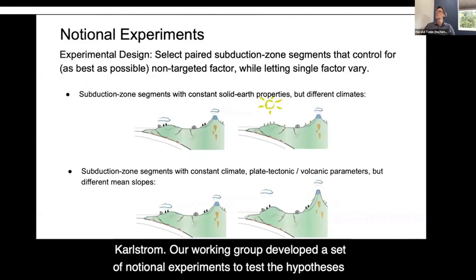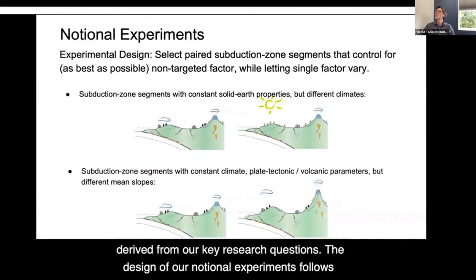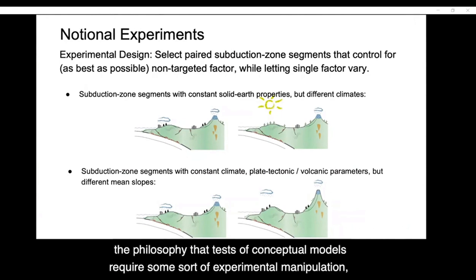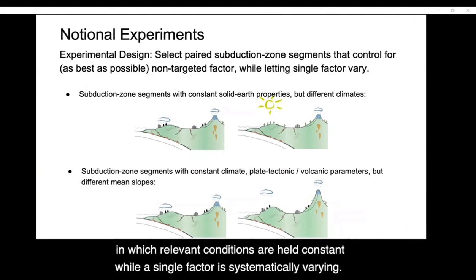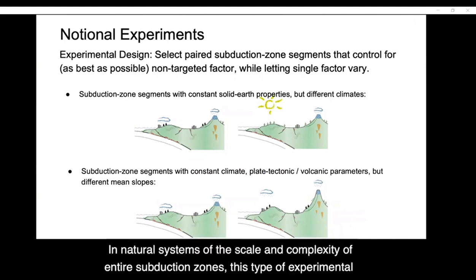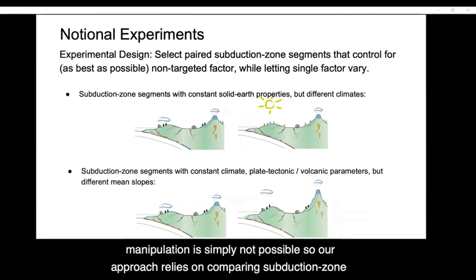Hello, my name is Leif Carlstrom. Our working group developed a set of notional experiments to test the hypotheses derived from our key research questions. The design of our notional experiments follows the philosophy that tests of conceptual models require some sort of experimental manipulation in which relevant conditions are held constant while a single factor is systematically varied. In natural systems of the scale and complexity of entire subduction zones, this type of experimental manipulation is simply not possible.